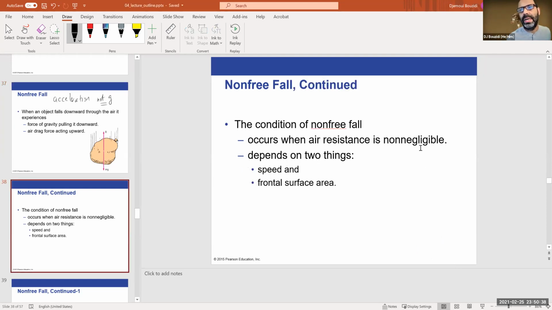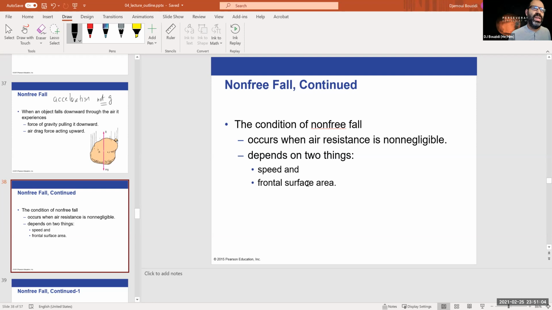So the condition for it is that the air resistance needs to be non-negligible, and that depends on two things: on the speed and the frontal surface of the object. It doesn't mention the density here, but it plays a role too. But the density is the same on Earth. If you do this experiment on Mars, there is a lot less density. Now it's going to impact the drag force, the non-free fall.